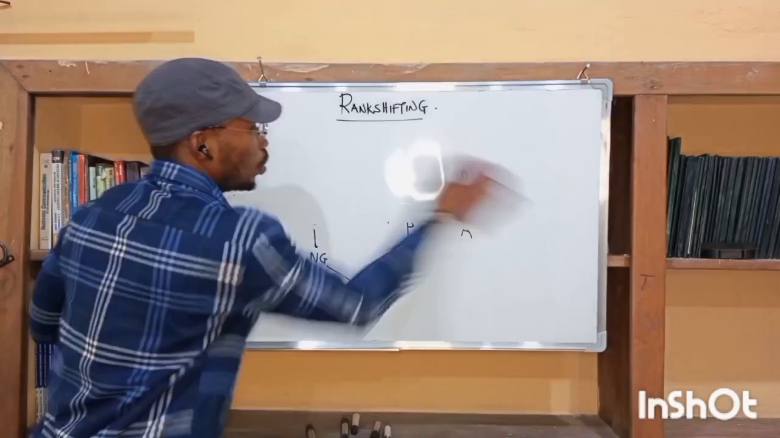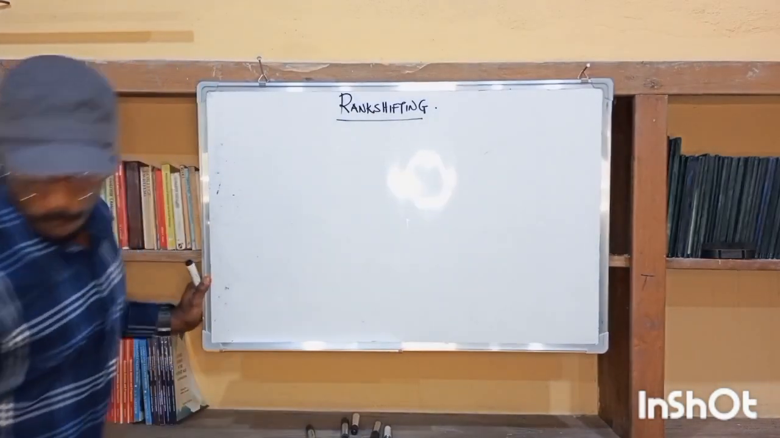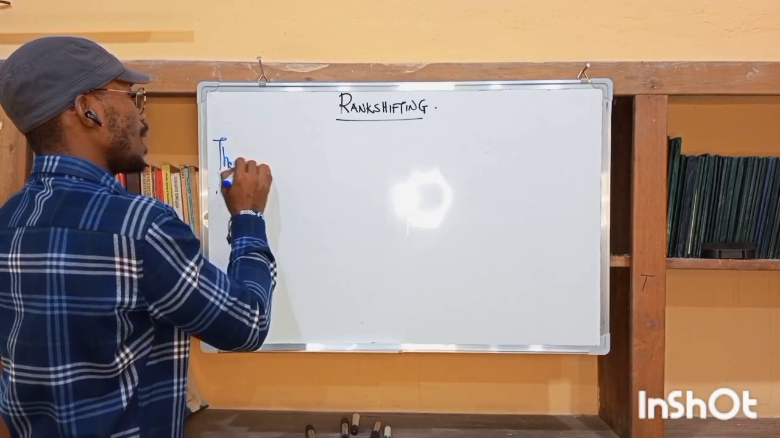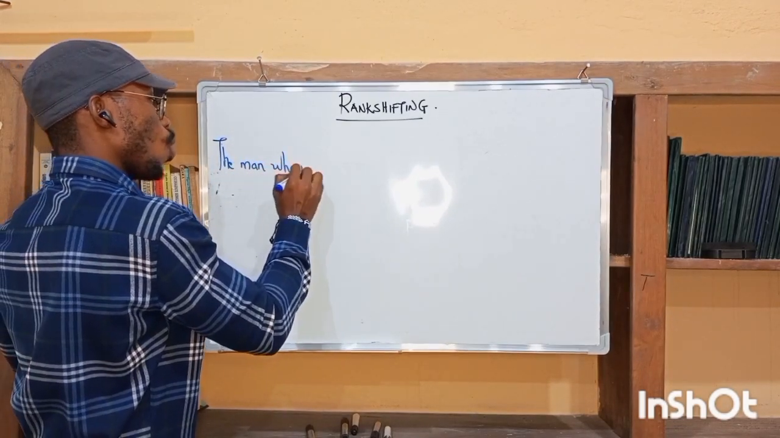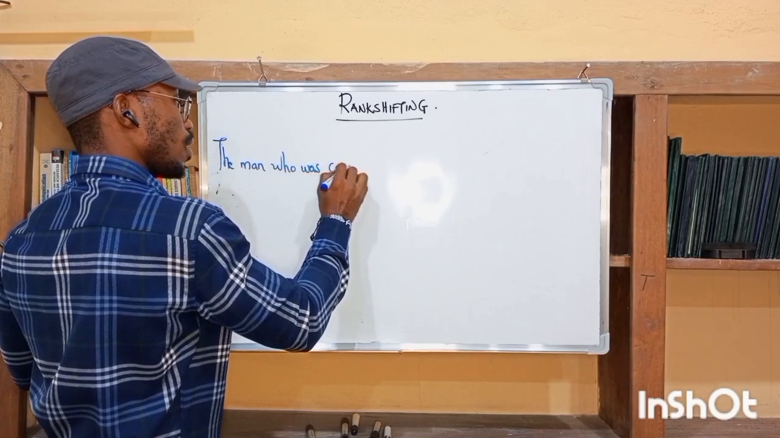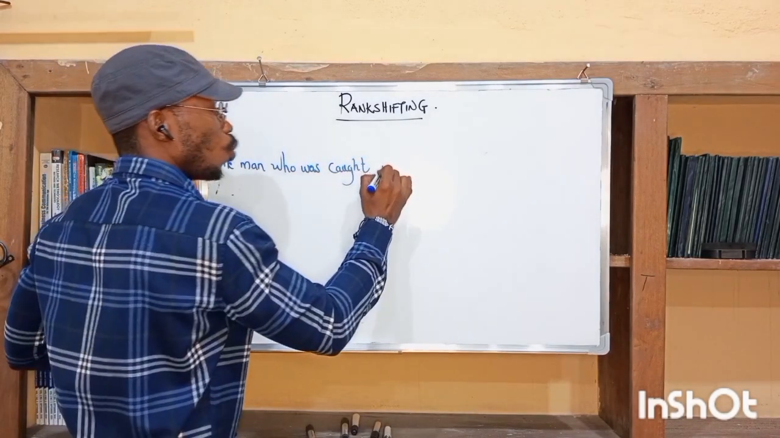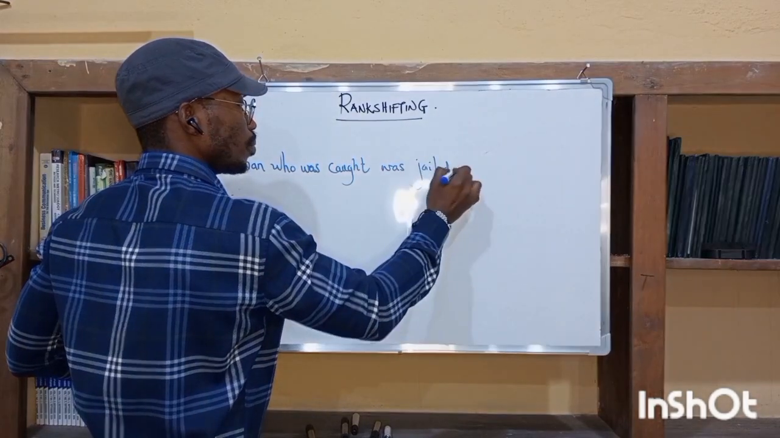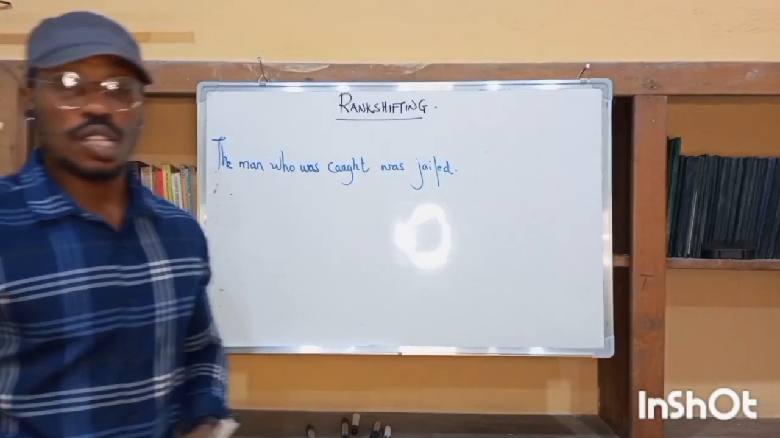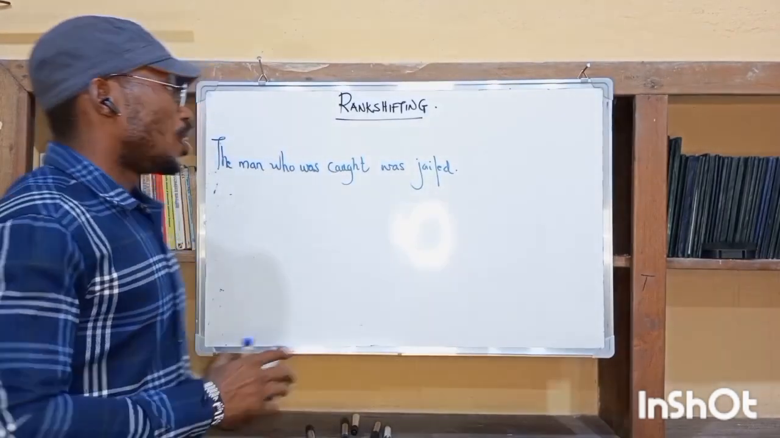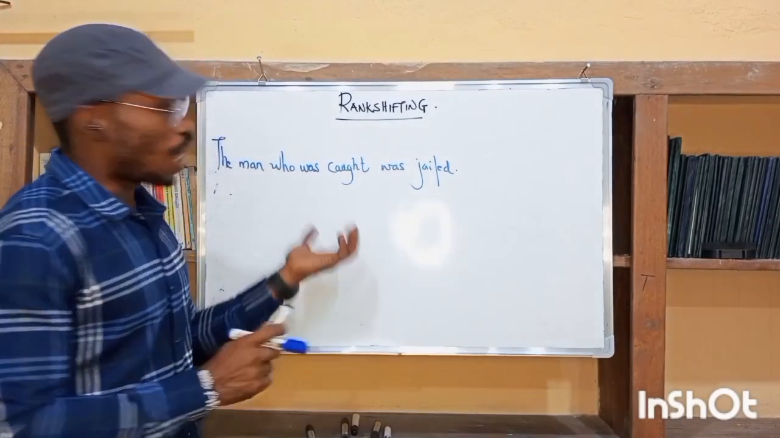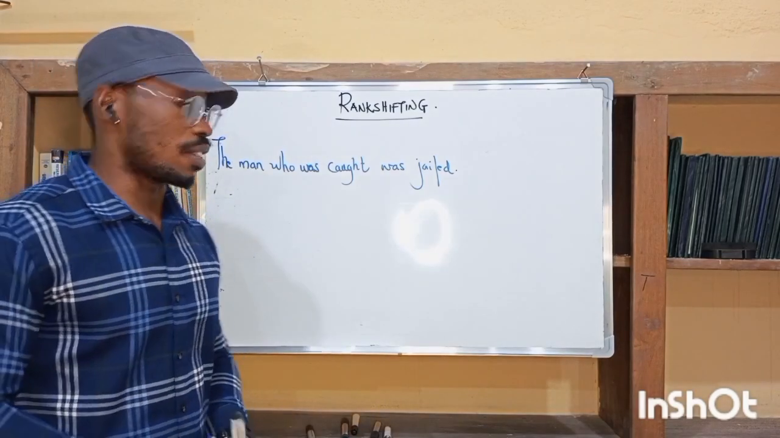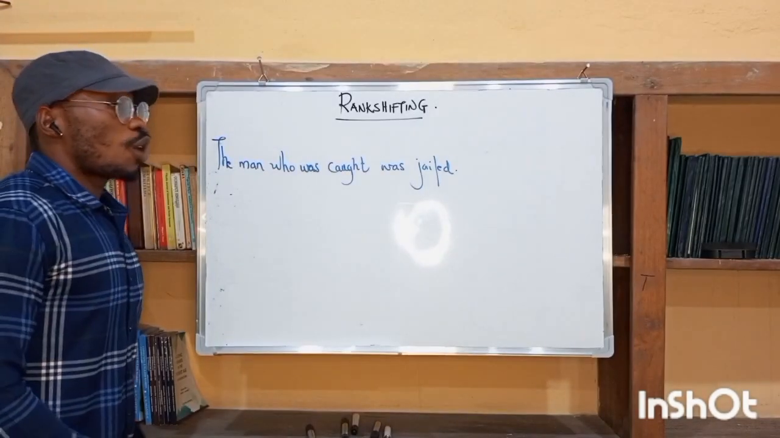A good example will be in this sentence. The man who was caught was jailed. If you observe, I am using simple sentences so you get the hang of rank shifting first before going to complex sentence analysis or multiple sentence analysis. Right. The man who was caught was jailed.